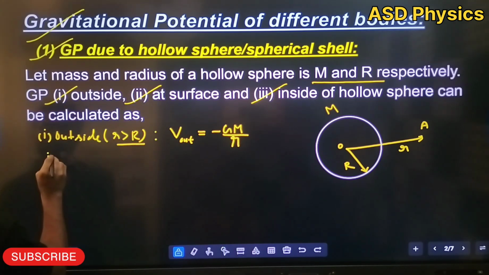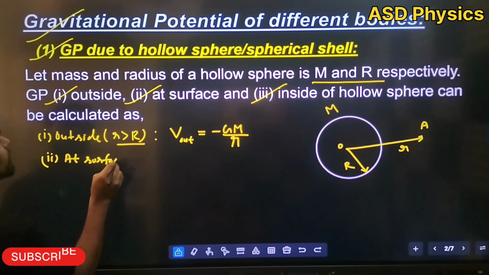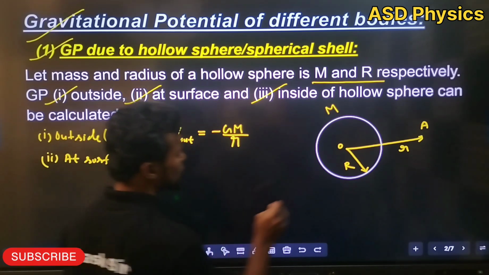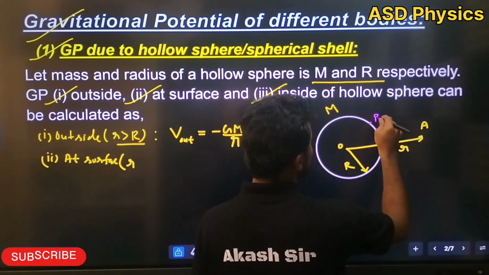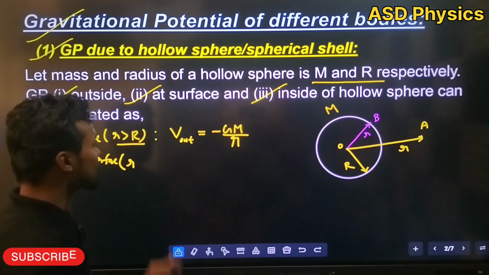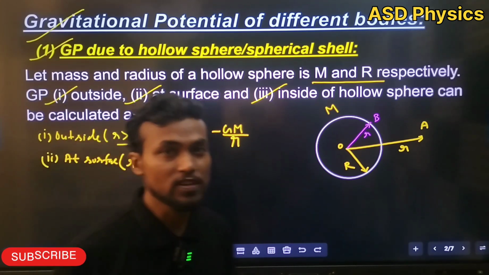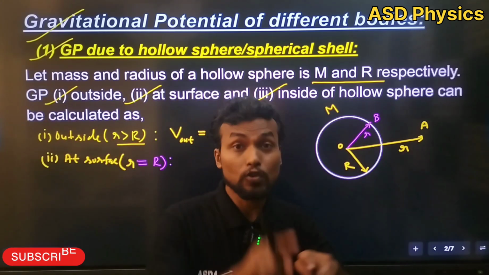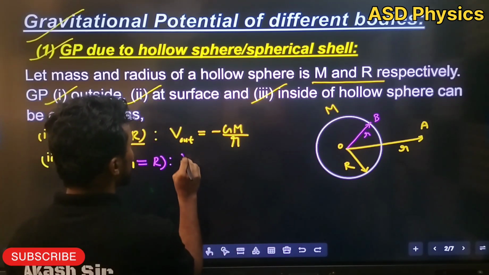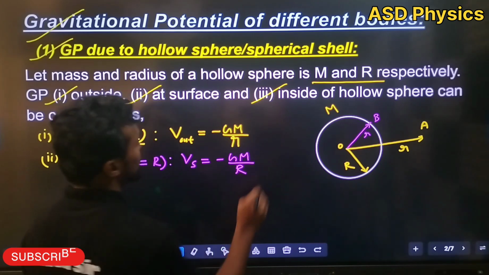After that, similarly, if we talk about at the surface, where? At the surface means always just outside. So here I have taken one more point, point B, at the surface. Now the center to observation point distance small r will be equal to capital R. In this situation also, as the point is just outside, the total mass of the sphere can be concentrated at the center, and again we use the point mass formula: minus GM by capital R.